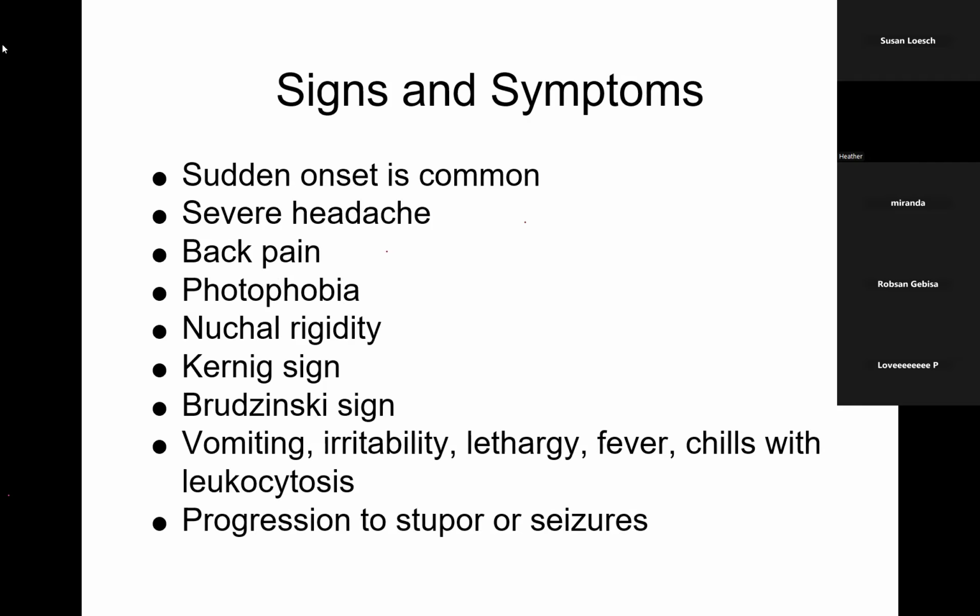Signs and symptoms I expect them to test you on, okay? So it's going to be a sudden onset, typically, severe headache, back pain. They can't stand the light, so photophobia, stiff neck, which is that nuchal rigidity, Kernig's sign, I'll go over that in a second, and Brudzinski's sign. And then vomiting, irritability, lethargy, fever, chills. So with babies, I said they can have that petechial rash. Okay, they might have feeding problems, irritability, lethargy, a high-pitched cry.